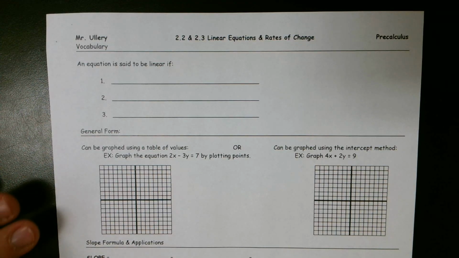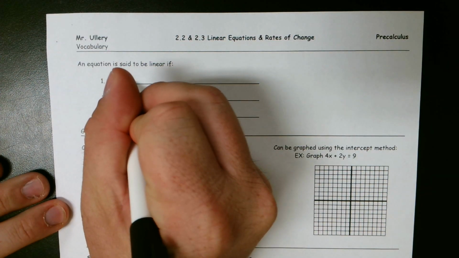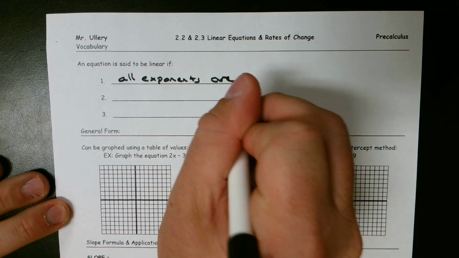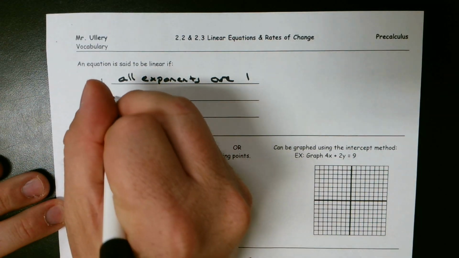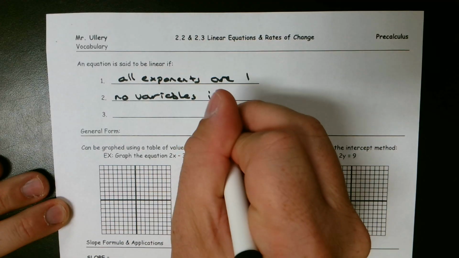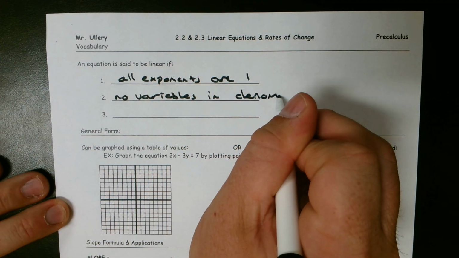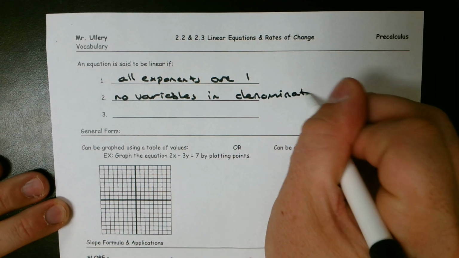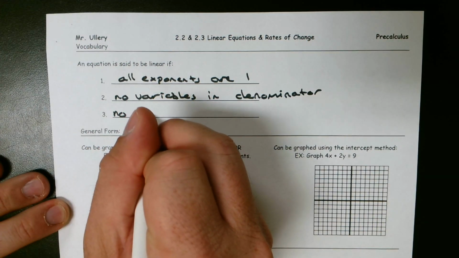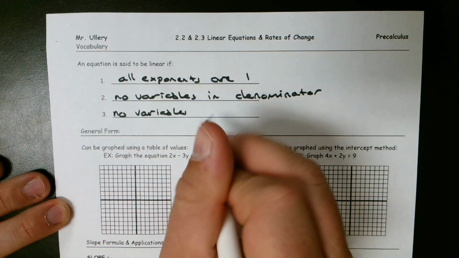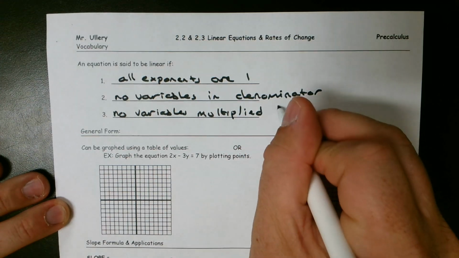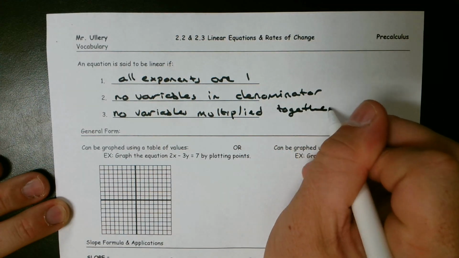Okay, so an equation is said to be linear if all exponents are 1, there's no variables in the denominator, no fractions, and there's no variables multiplied together. And if you satisfy those things, you have a linear equation.